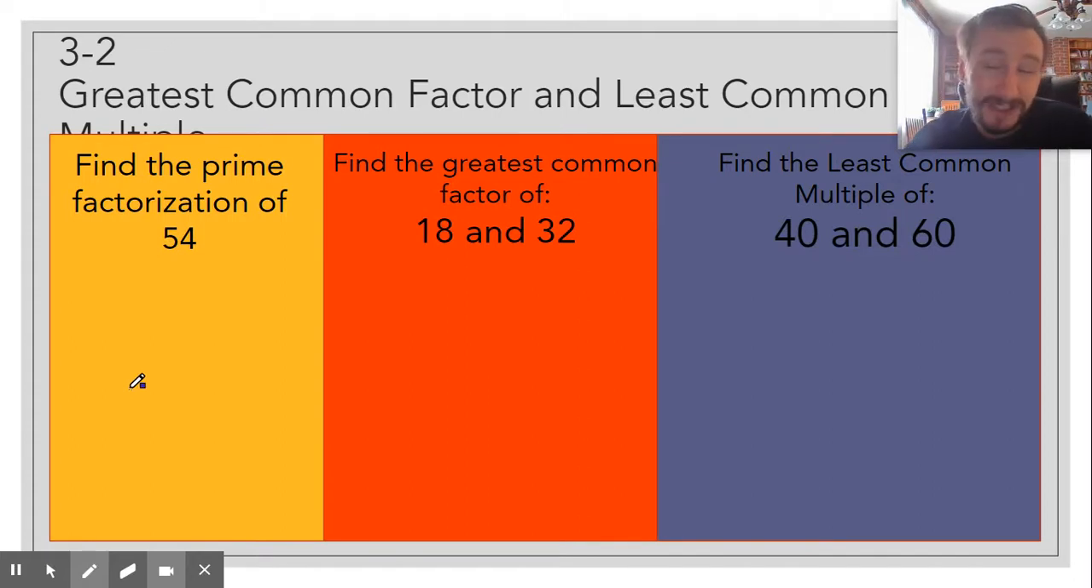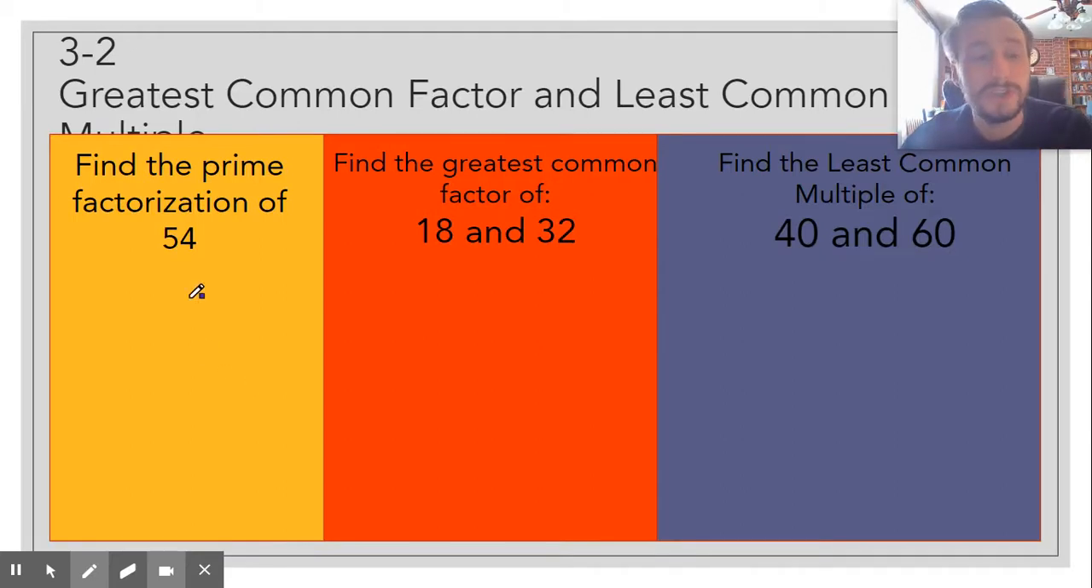So there's 3 things we actually worked with inside this section. First is that we found the prime factorization. So what we talked about during this week's lesson, the 3-2, prime factorization is where you take a large number and you break it down into its ingredients, the prime numbers that make up that larger number.